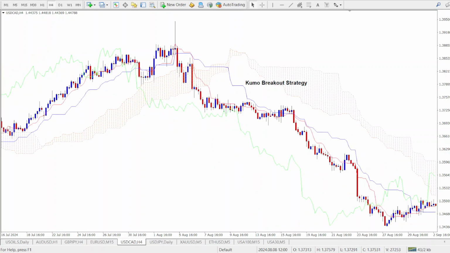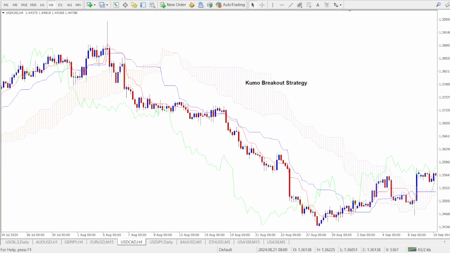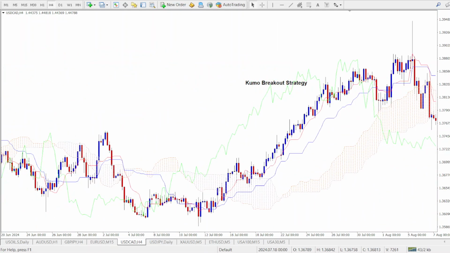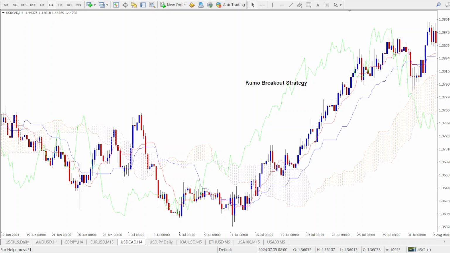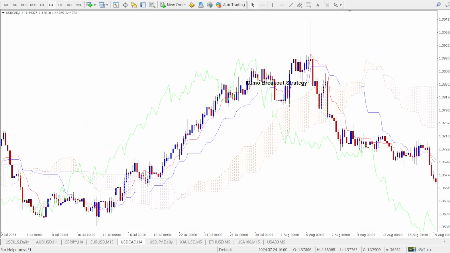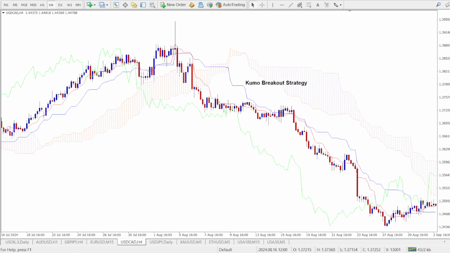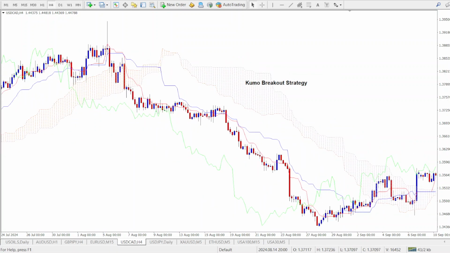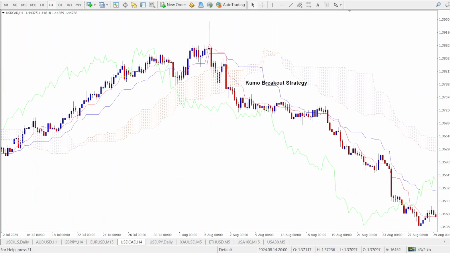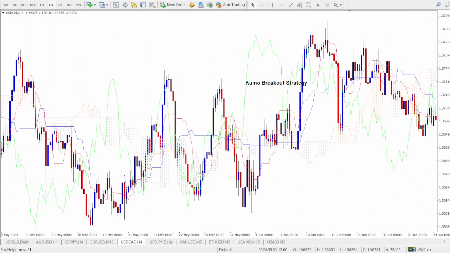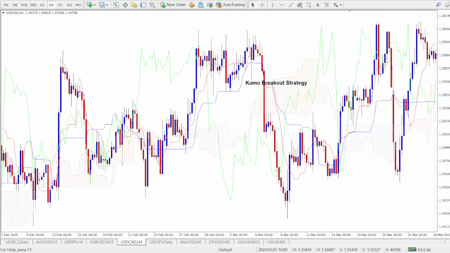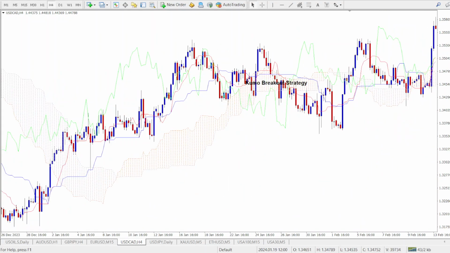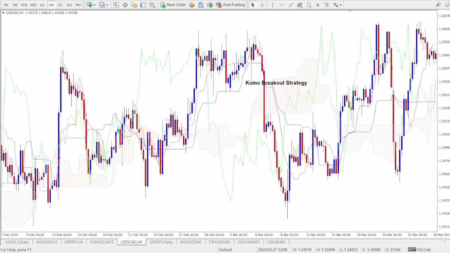Another thing is a thick Kumo. A thick Kumo often indicates strong resistance or support, while a thin Kumo suggests weaker levels. So whenever you find a thick Kumo, it shows that there is strong resistance around that point, that is, if the Kumo is above price. If the Kumo is below price, it shows that there is strong support around that point. But when you find a thin Kumo, it shows that there is weak resistance or weak support.